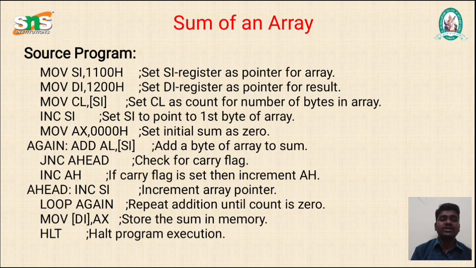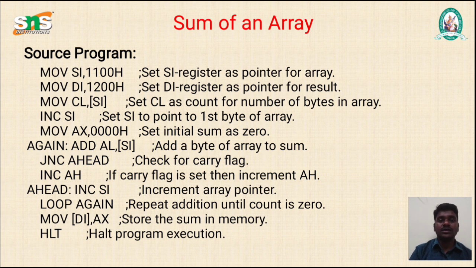For example, we are taking 6 numbers or 7 numbers in an array. The first step takes the first number. Next we have to increase the count by one, so that it will take the next input for fetching for program purposes. So we are using INC, the increment command, to increase the SI register value or count. Next step, MOV AX, 0000. So set the initial sum as 0 here.